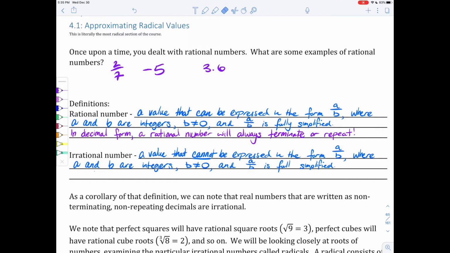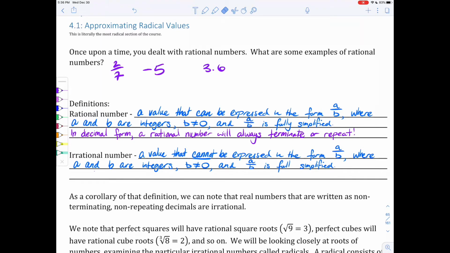And as a corollary of that definition, it's worth noting that real numbers that are written as non-terminating, non-repeating decimals are irrational. So if it terminates or repeats, it's rational. If it doesn't terminate, if it doesn't repeat, it must be irrational.